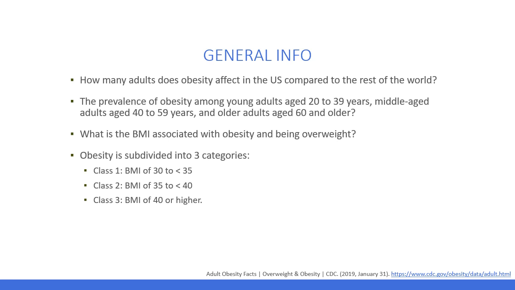The prevalence of obesity for young adults aged 20 to 39 was 37%. It was 42.8% among middle-aged adults aged 40 to 59, and 41% among older adults aged 60 and older. The BMI for obese people is 30 or above, and for overweight people it is 25 to 29.9. Obesity is subdivided into three categories. Class 1 is a BMI of 30 to less than 35. Class 2 is a BMI of 35 to less than 40. And Class 3 is a BMI of 40 or higher.